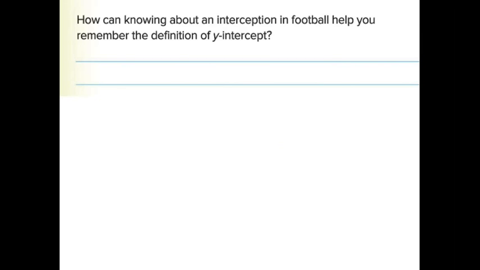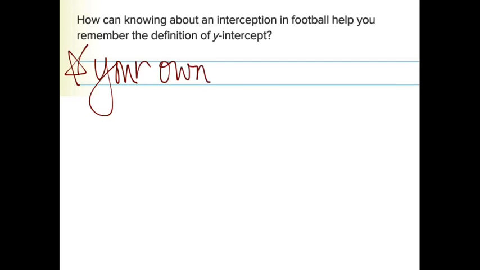Now, this part is for you to do on your own. For the definition of a y-intercept, think about how you could use that football description that was up above to help remember the definition of a y-intercept. So you decide how you're going to write this down, in your own words.